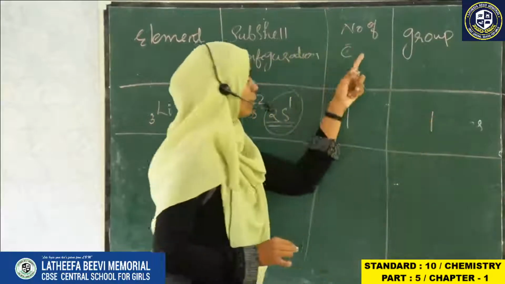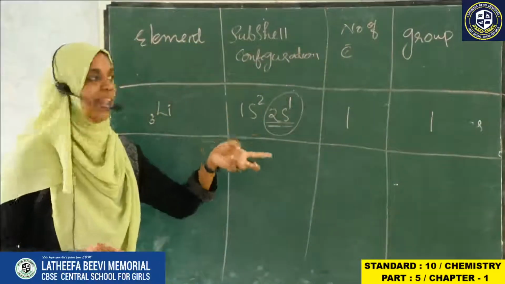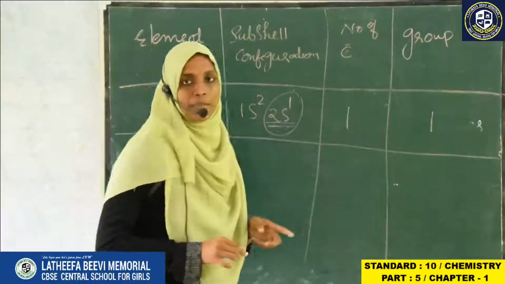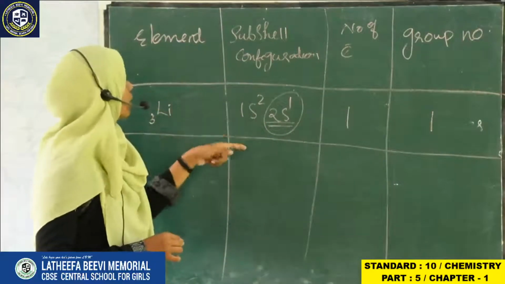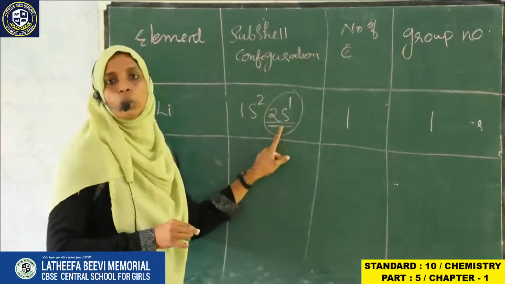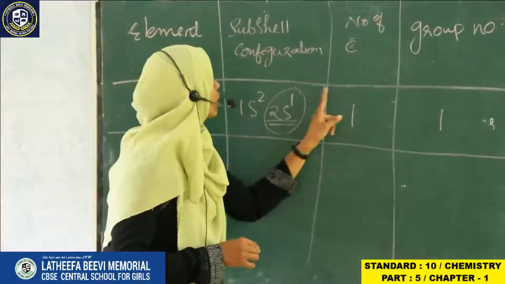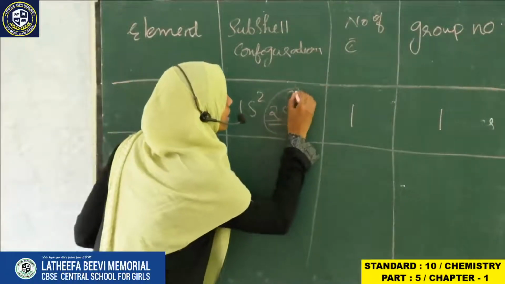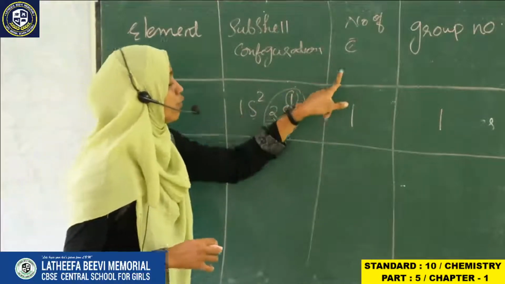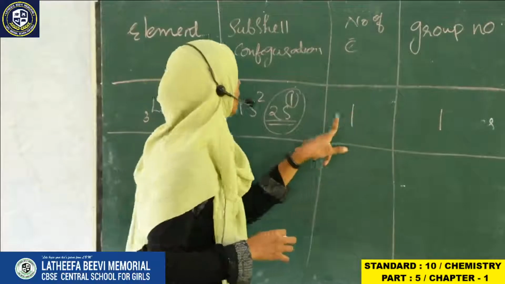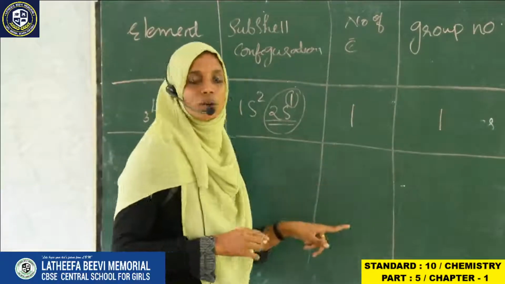So from the number of electrons in the outermost shell, we can find out the group number in S block elements. Here the subshell electronic configuration is 1s2, 2s1. So the number of electrons in the outermost shell is 1. So the group number is also 1.